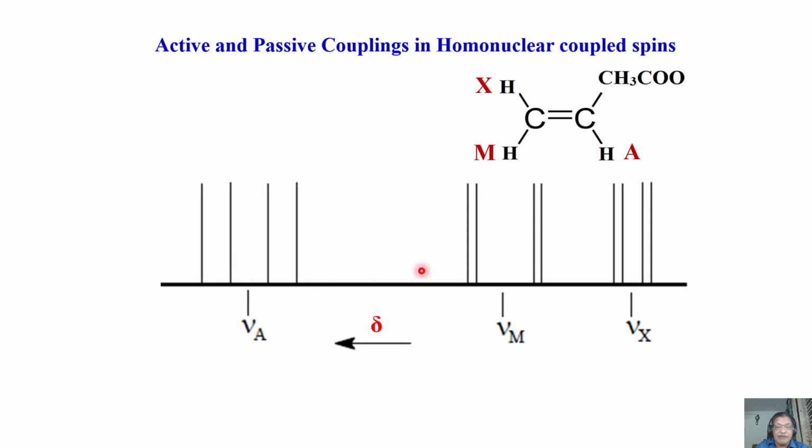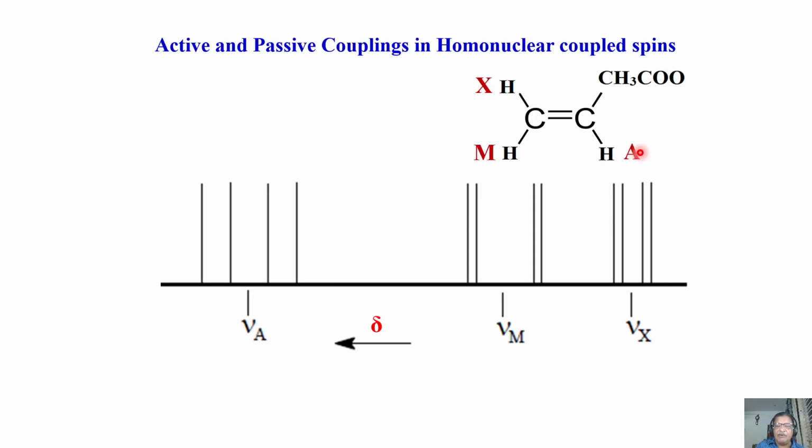When I am observing this, what is my active spin? When I am observing this proton, remember, this is the active spin. Proton A is the active spin. So now what are the passive spins? X and M are passive spins. It means, remember I said, at the site of the active spin, you always get coupling between active and passive spins. So at the site of A, I get coupling between active and passive spins.